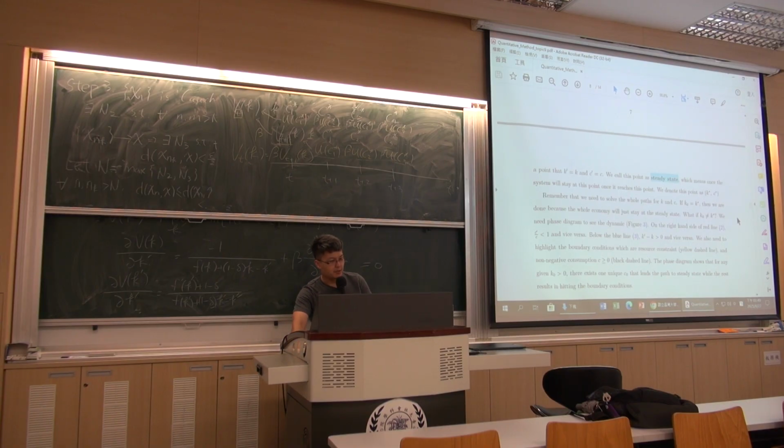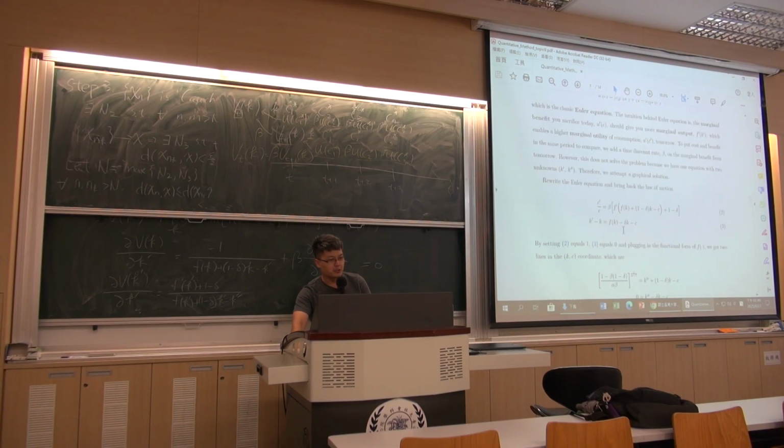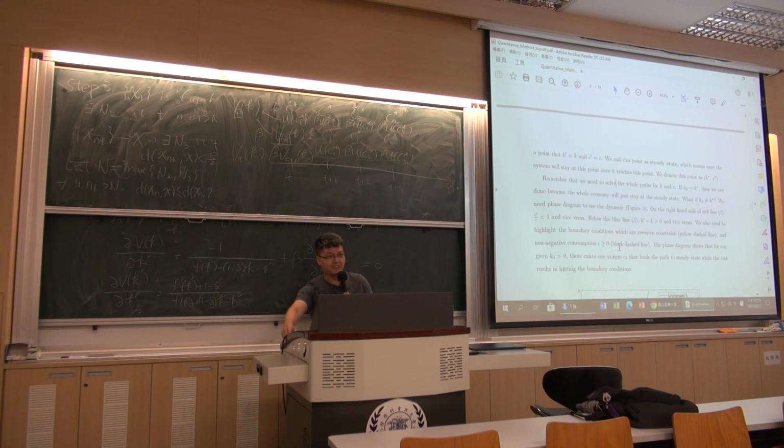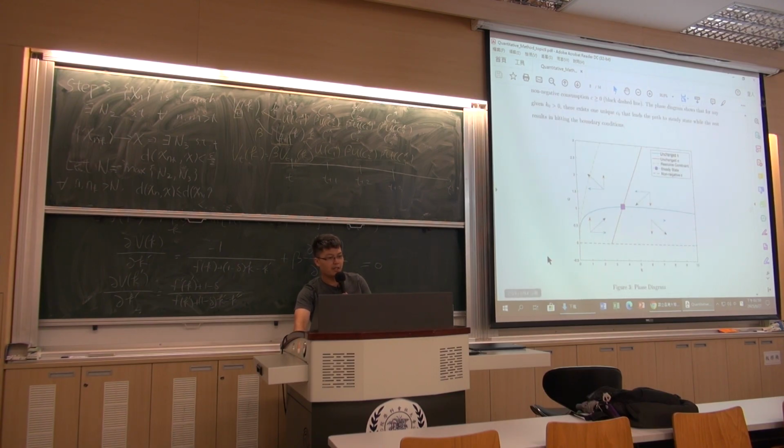Because this problem is too complicated and we don't know how to solve it, our first guess is that maybe there is a state, and once we reach that state, we are going to stay there forever. Then the following question is: will we reach that state or not? That's why we have this phase diagram here.